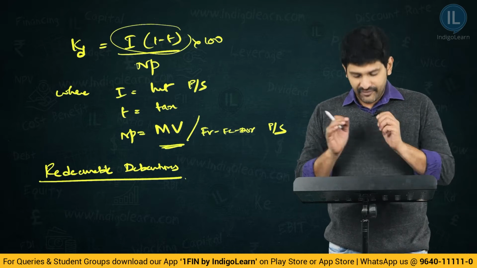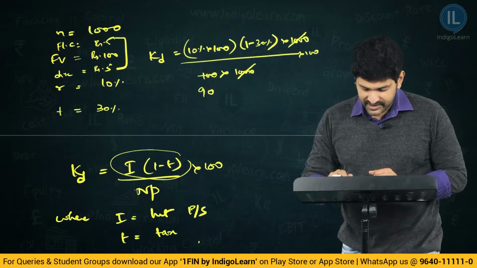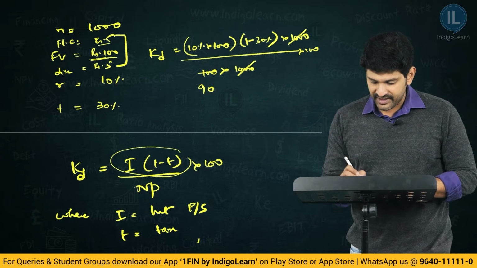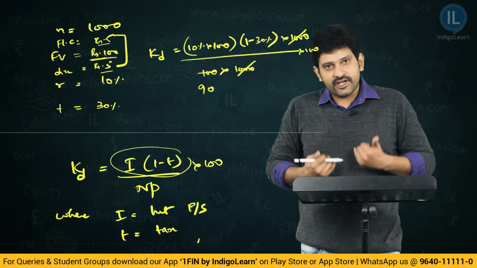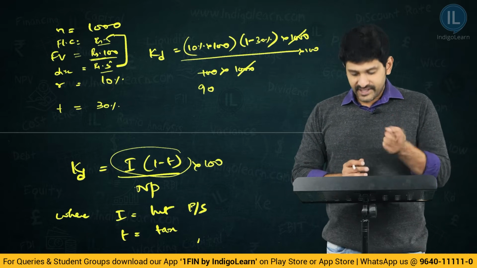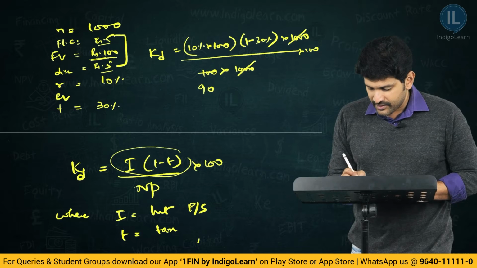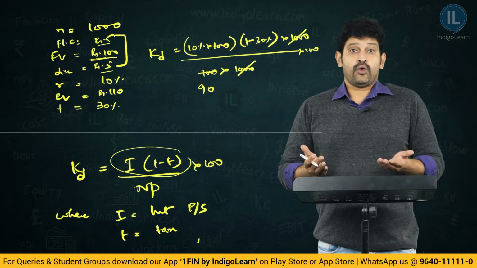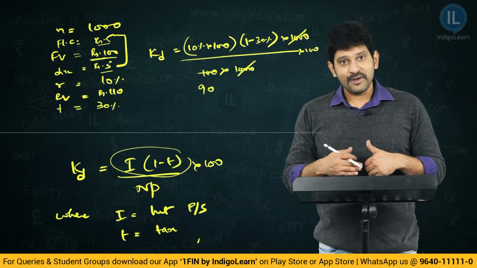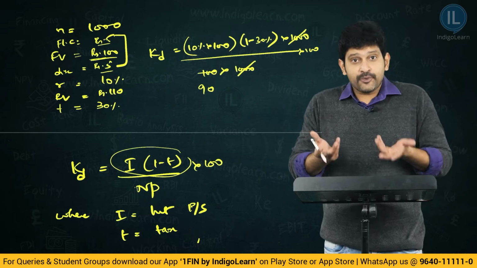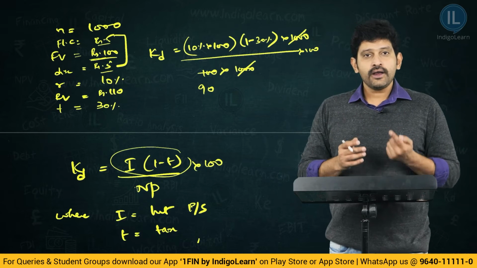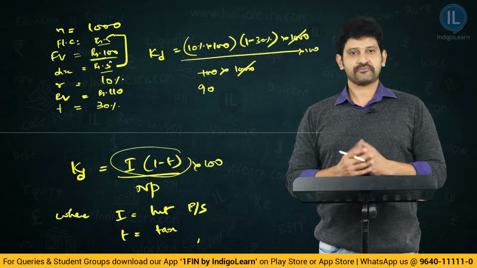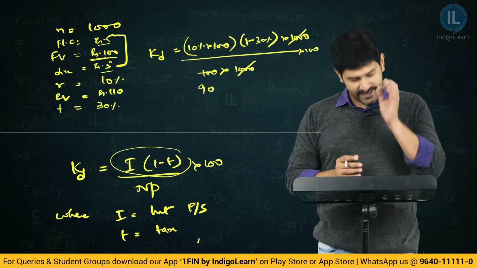What is that? Let's go back to the same example. Here we said our face value is 100, flotation cost 5, discount is 5. So what is the net proceeds I got? 90. Say the redemption value is 110. I am getting 90 per debenture, but I am supposed to pay how much? 110. Per debenture, what am I losing? 20. That is 110 minus the 90. Absolutely. Is it not an extra cost? Yes, it is an extra cost.